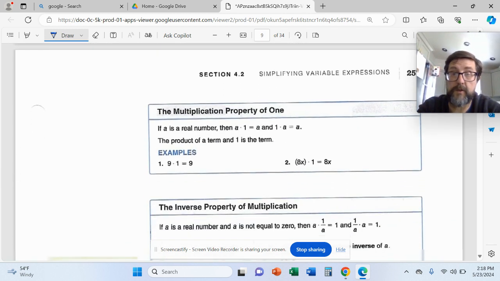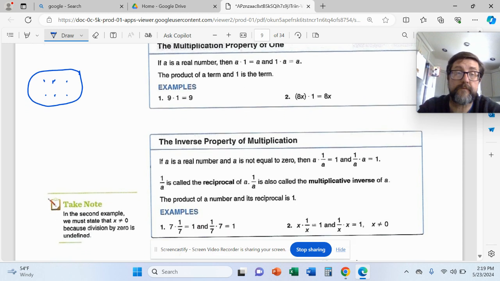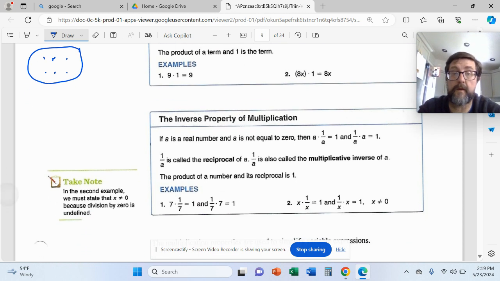Okay, the multiplication property of 1. Any number times 1 is going to be that number. So if I had 1, 2, 3, 4, 5, 6 dots, and I said I have one group of 6 dots, I'd have 6 dots. And that's basically what it's saying there.